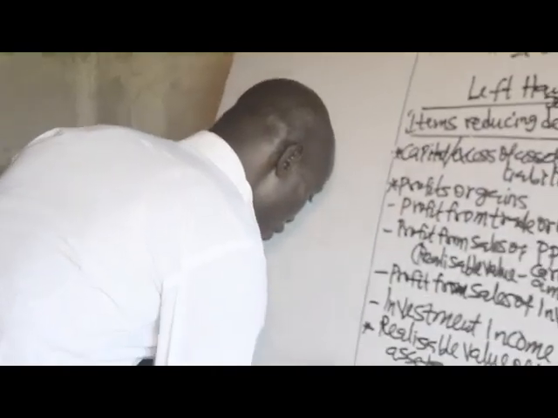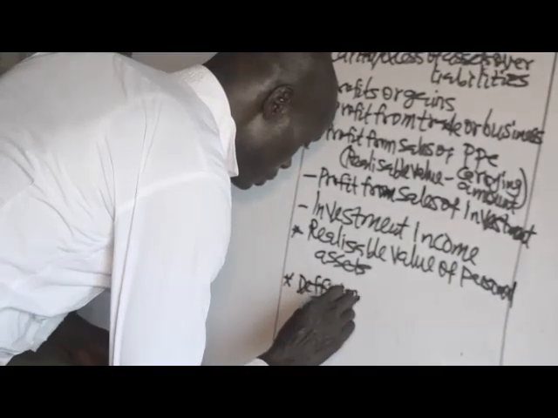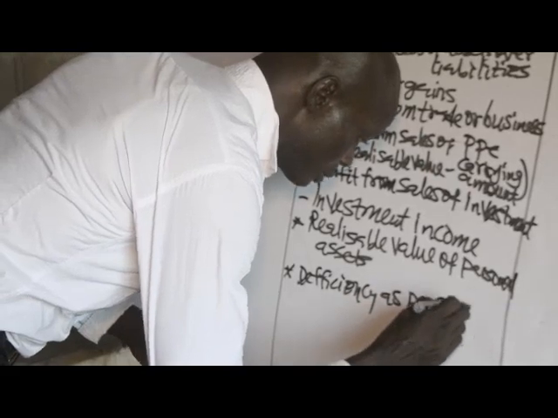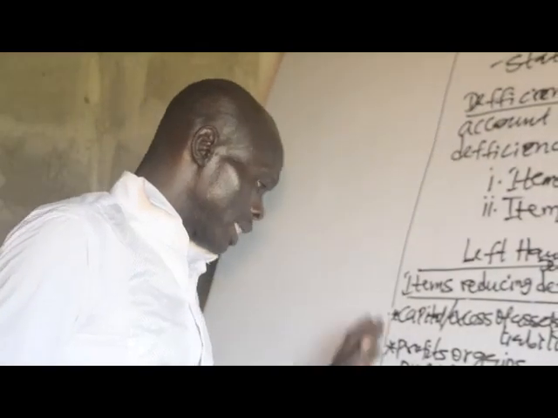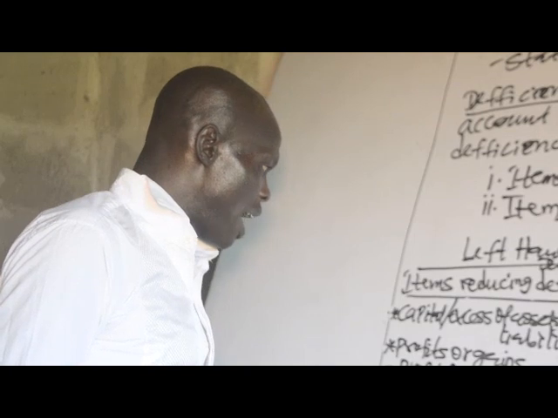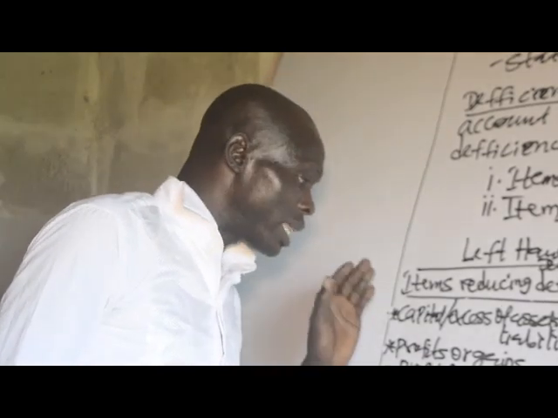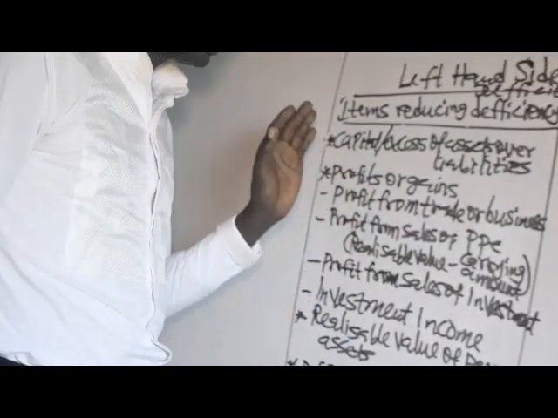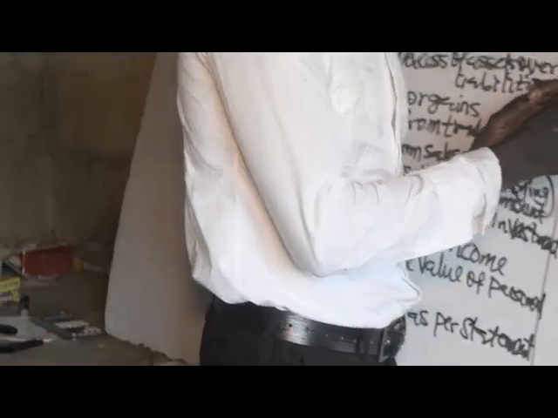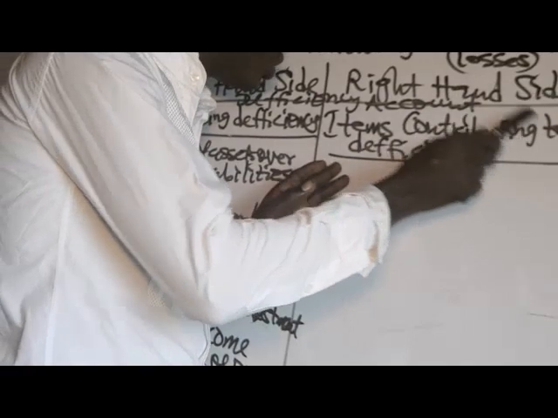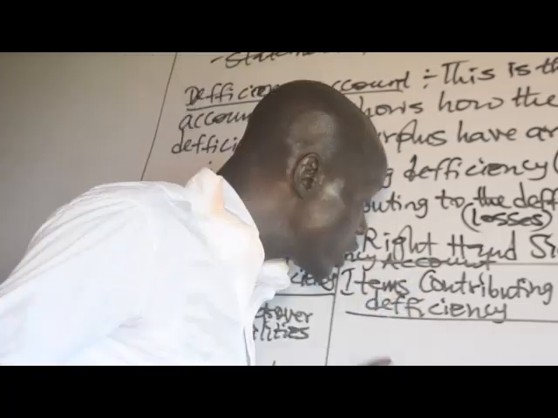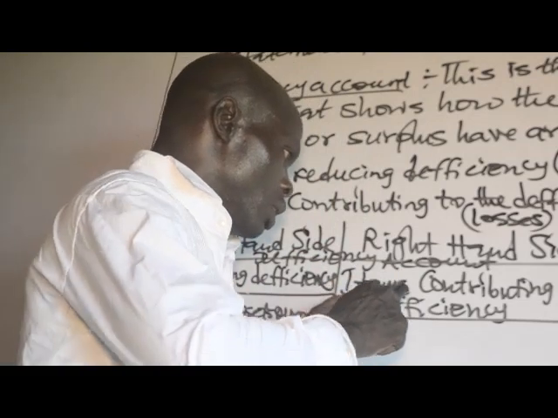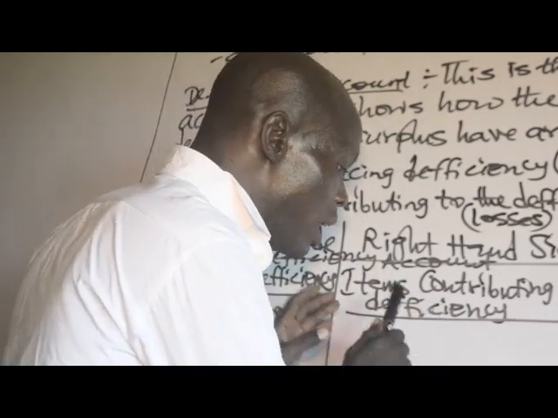Then we also have deficiency as per statement of affairs. These are the items that can be found at the debit side, that is at the left hand side of the deficiency account. On the right hand side, we have items contributing to deficiency. I've told you that these are items that will make the deficiency or losses of the bankrupt to increase. And I've told you that these are usually losses.